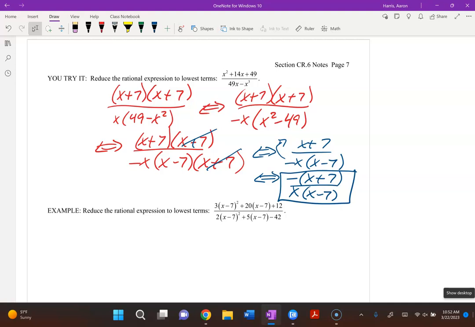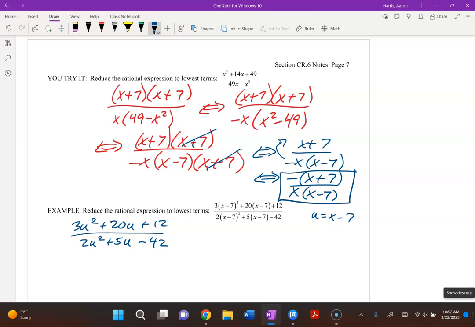Now this one is one of those where you want to think about it as quadratic in form. If u is x minus 7, this is a lot like 3u squared plus 20u plus 12 over 2u squared plus 5u minus 42. And then I would factor it in that form, and then I would plug the x minus 7 back in. That's how I would do this one if I was you guys.